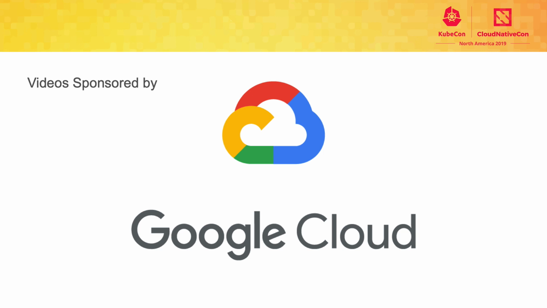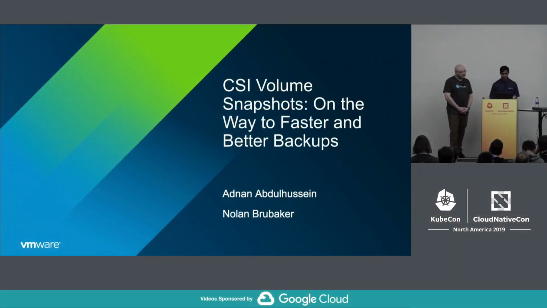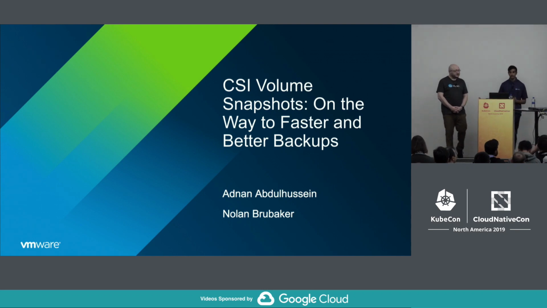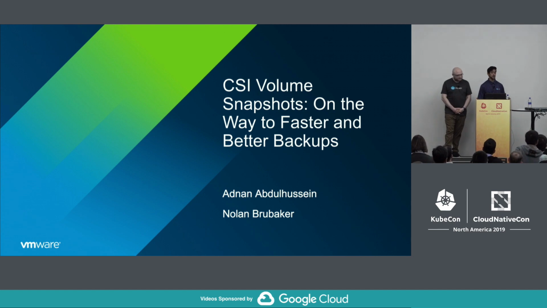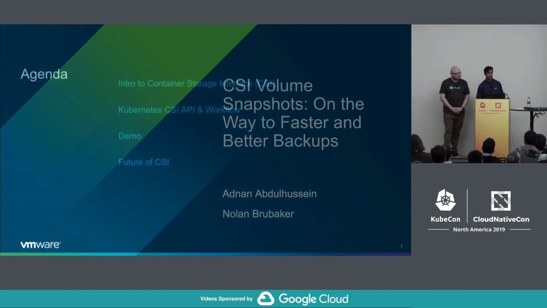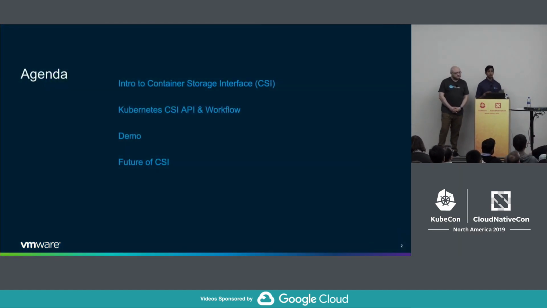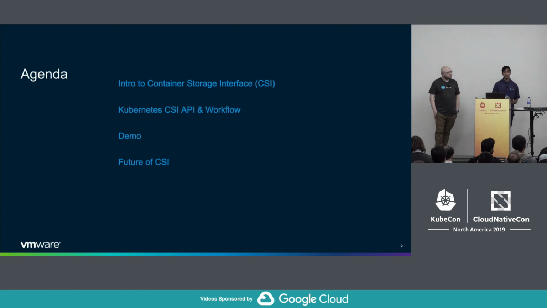My name's Adnan. I'm Nolan, and we're both contributors to the Velero project. And we're going to talk about CSI and specifically the Volume Snapshots API. So we'll take a look at CSI, or the Container Storage Interface, and then we'll have a look at what that specifically means for Kubernetes, and Nolan will walk through the workflow of using that, as well as a demo. And then we'll wrap around at the end and take a look at what's next for CSI.